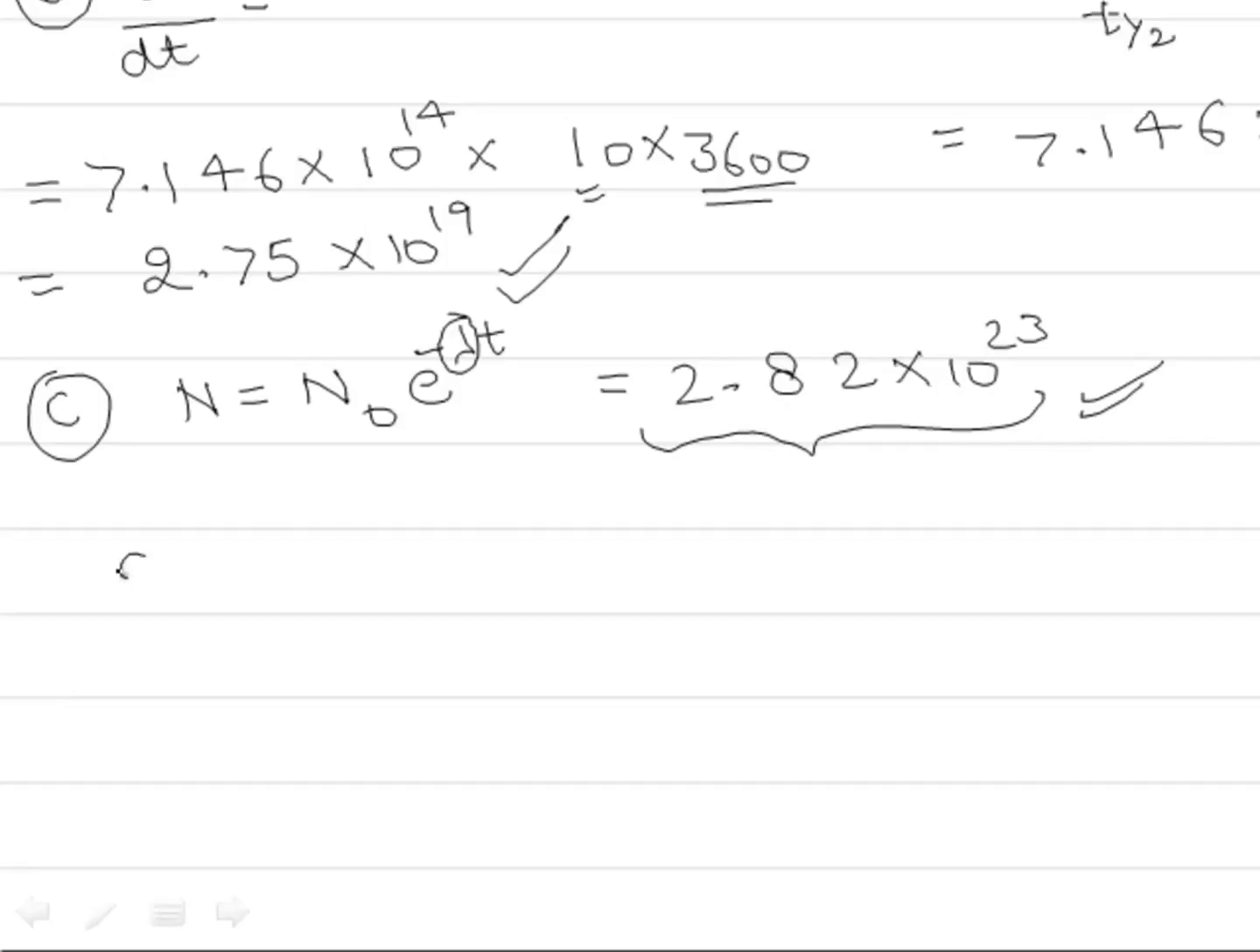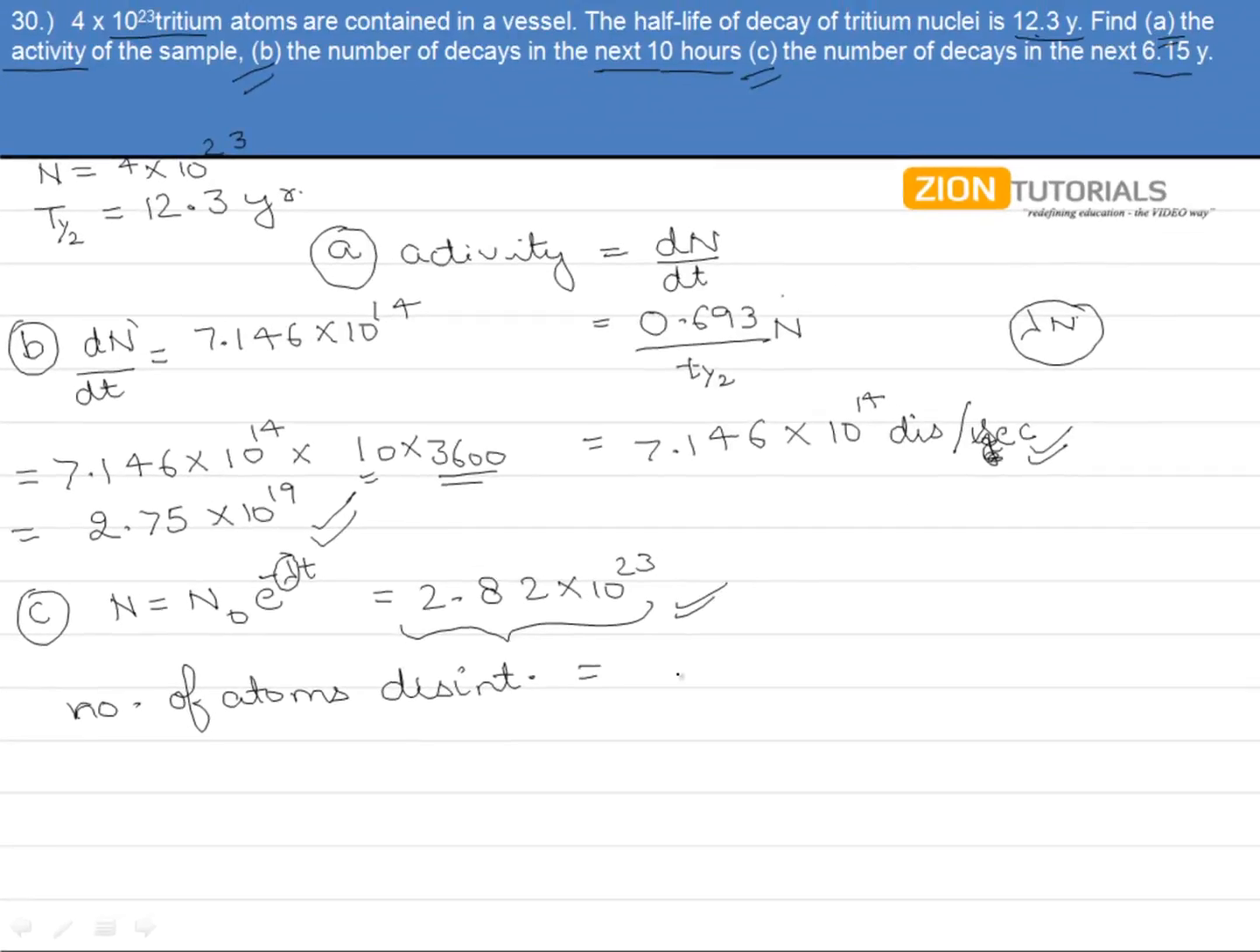So what is the number of atoms that disintegrated? That is the number of atoms disintegrated, which is actually total. What was total? It was 4 into 10 to the power 23 minus whatever is left right now, that is 2.82 into 10 to the power 23, giving us the total number of decayed atoms to be 1.18 into 10 to the power 23.